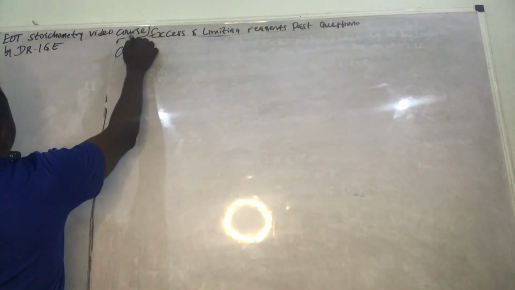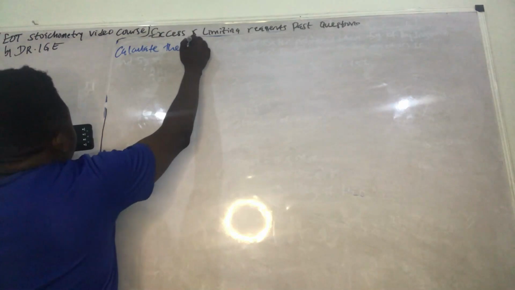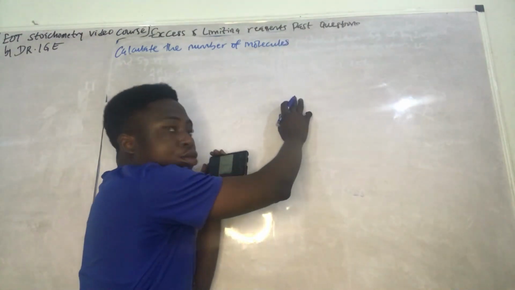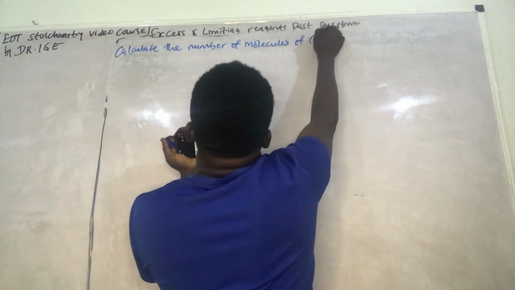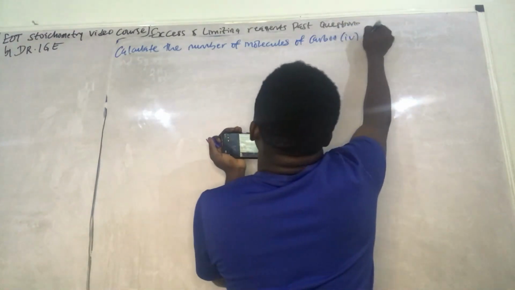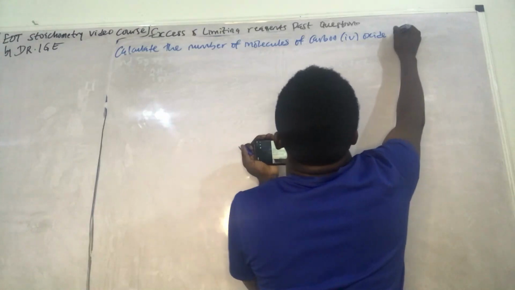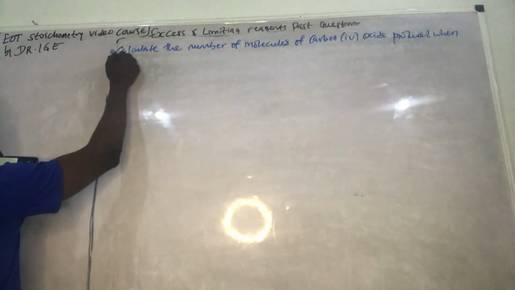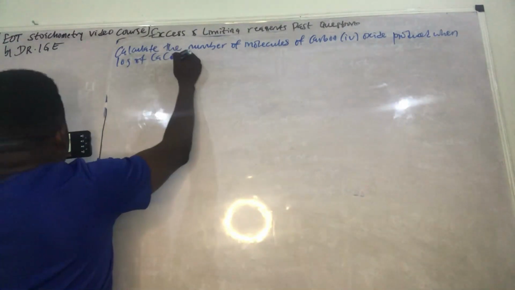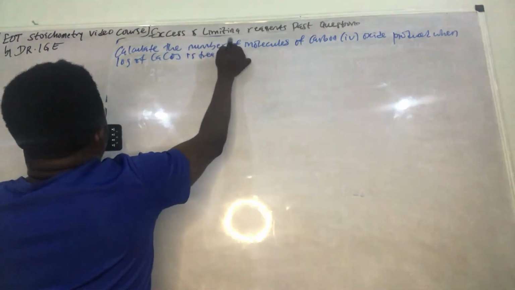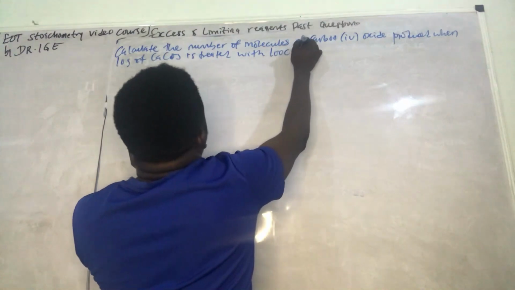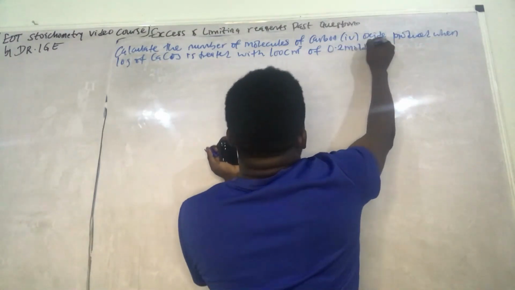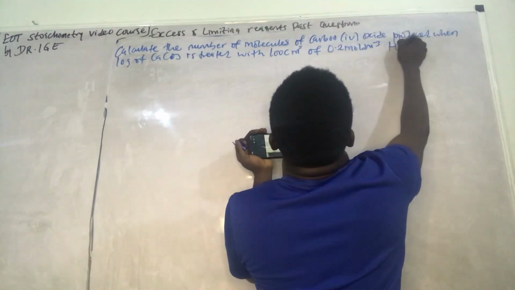Calculate the number of molecules of carbon IV oxide produced when 10 grams of CaCO3 is treated with 100 cm³ of 0.2 mole per dm³ HCl.